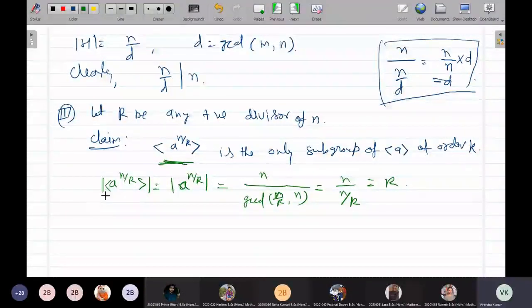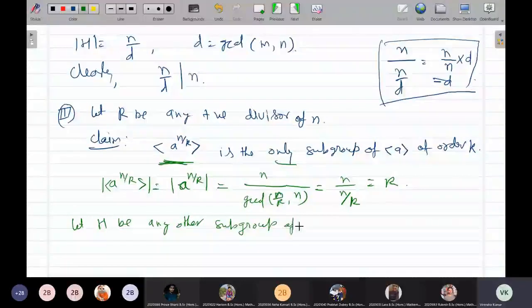Now we need to prove that this is the only subgroup. So let us assume, let H be any other subgroup of the group generated by a of order k. Okay. So what we need to prove? We need to prove that H is nothing else, that is, H is non-different than this group. Fine. So okay.